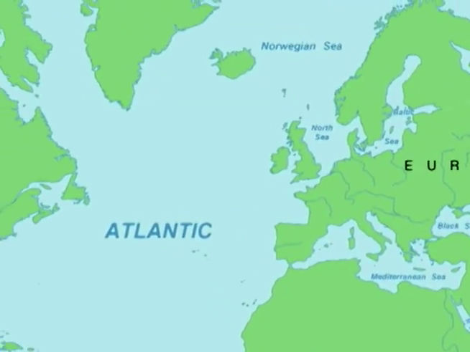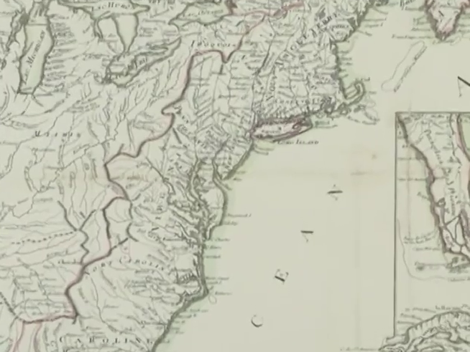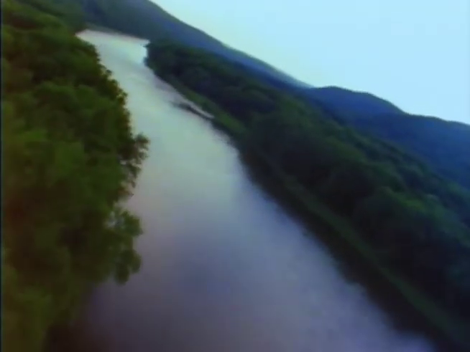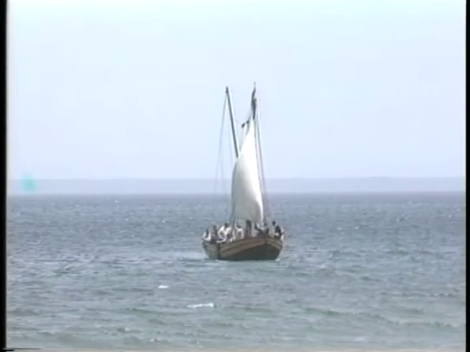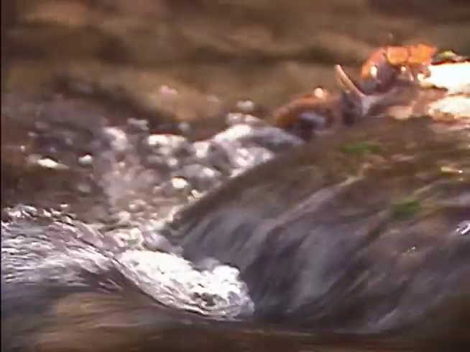When people from England first came to what is now the United States, they chose to settle on the edge of the Atlantic Ocean, near a freshwater source, the James River, and Jamestown, Virginia was born. The ocean made it easier to transport goods and people to and from England, and the river provided water and some food for the settlers.